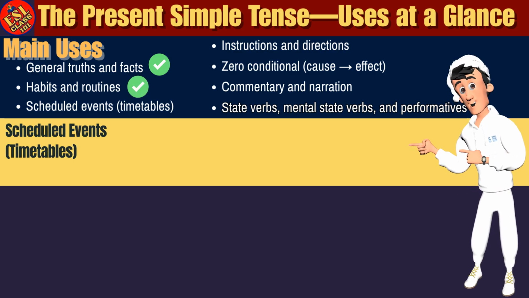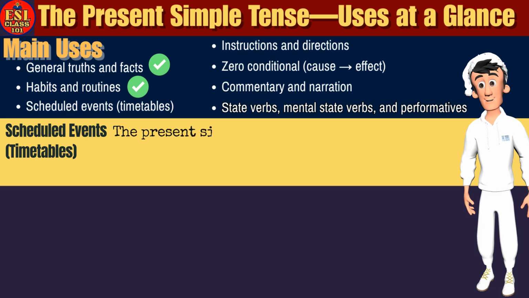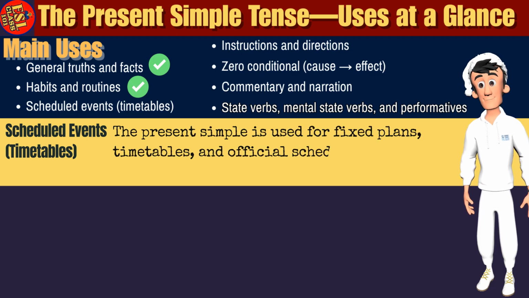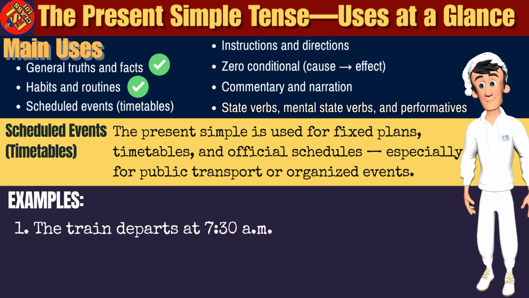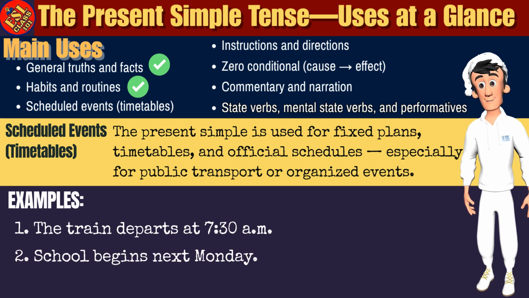Scheduled events, timetables. The present simple is used for fixed plans, timetables, and official schedules, especially for public transport or organized events. Examples: 1. The train departs at 7:30 a.m. 2. School begins next Monday.